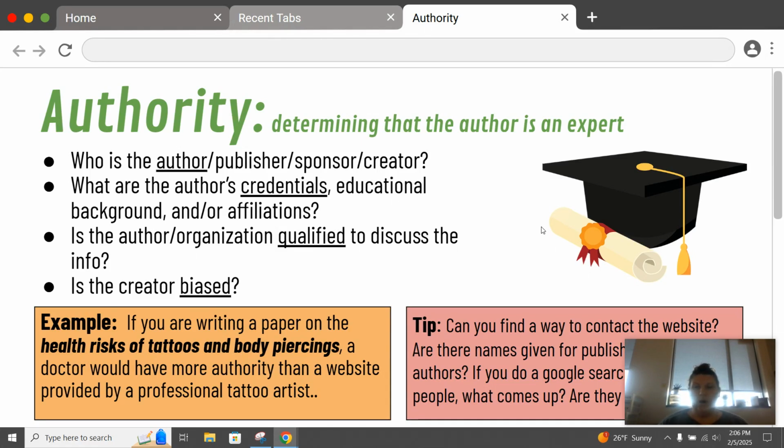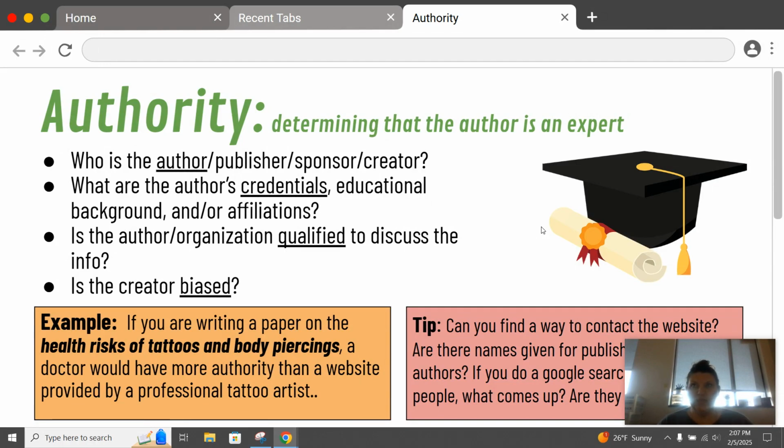So we're looking at the author or the creator. We're determining that the author, the creator, is an expert and they know what they're talking about on this topic. So we need to ask ourselves, who is the author, the publisher, sponsor, or creator? A lot of times in digital sources, there are links. Like if you click on the author's name, it takes you to a link, especially in newspapers, magazines. It'll take you to all of the other texts that person has written.